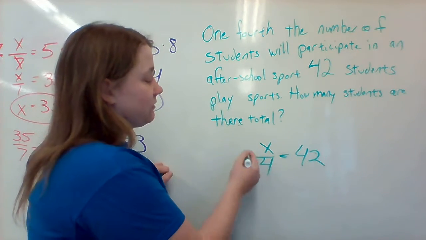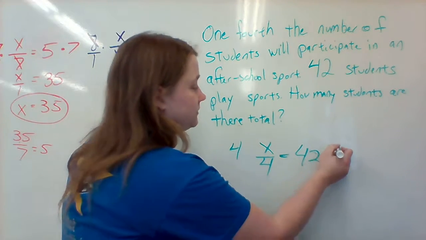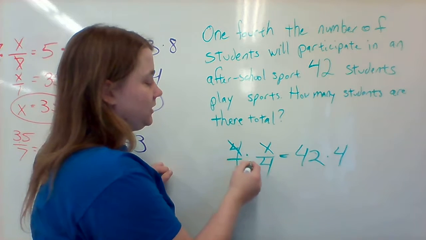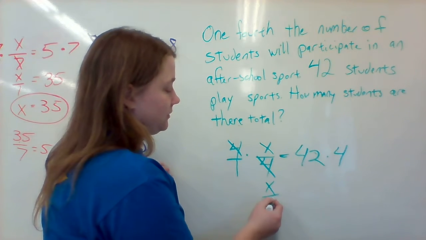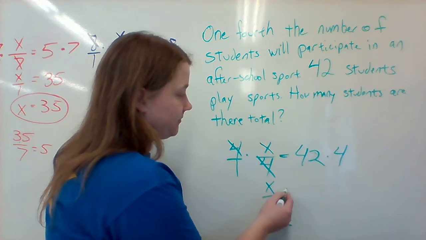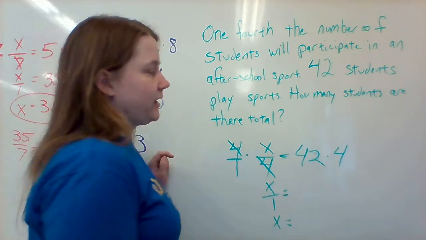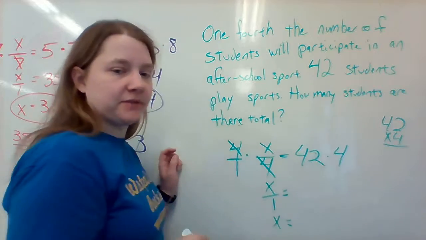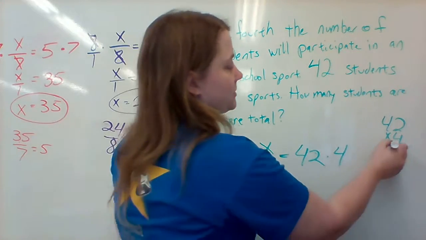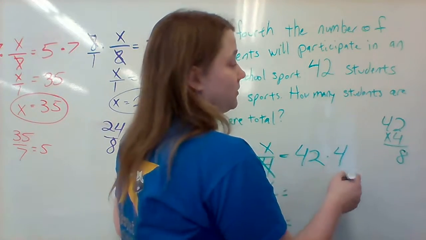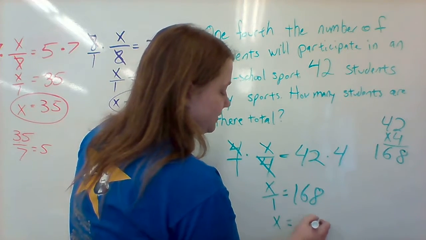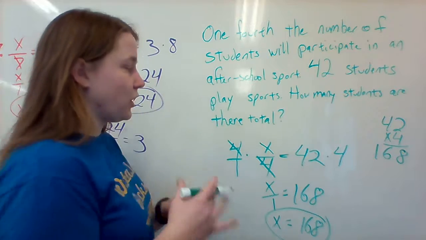So let's go ahead and get rid of this 4. Multiply it and put 4 over 1. We are left with x over 1, or just x. Now we have 42 times 4. Doing our math off to the side again. 2 times 4 is 8. 4 times 4 is 16. We have 168 students total.